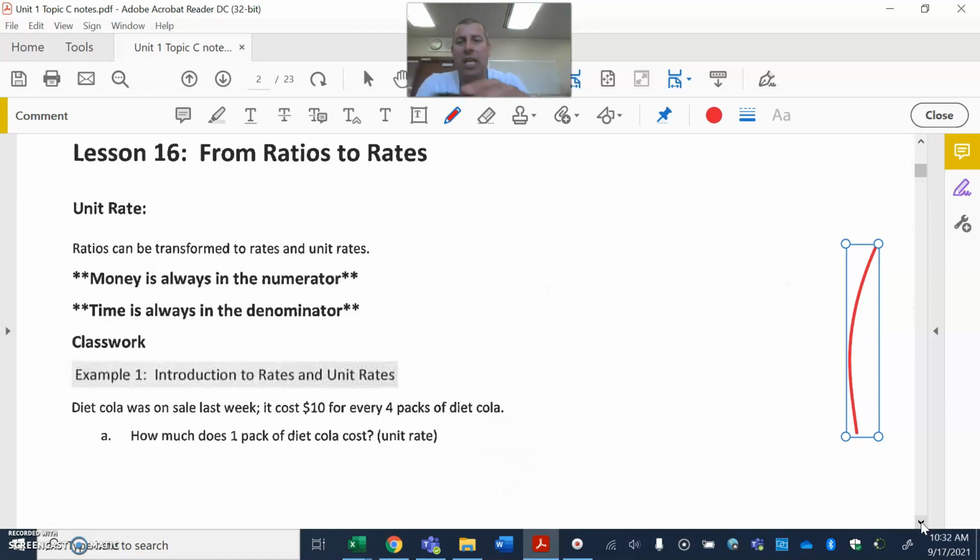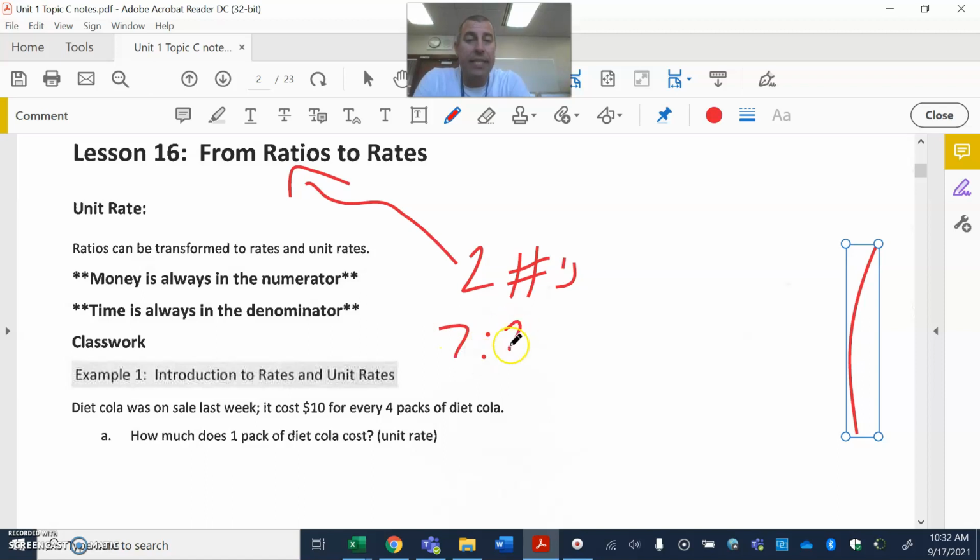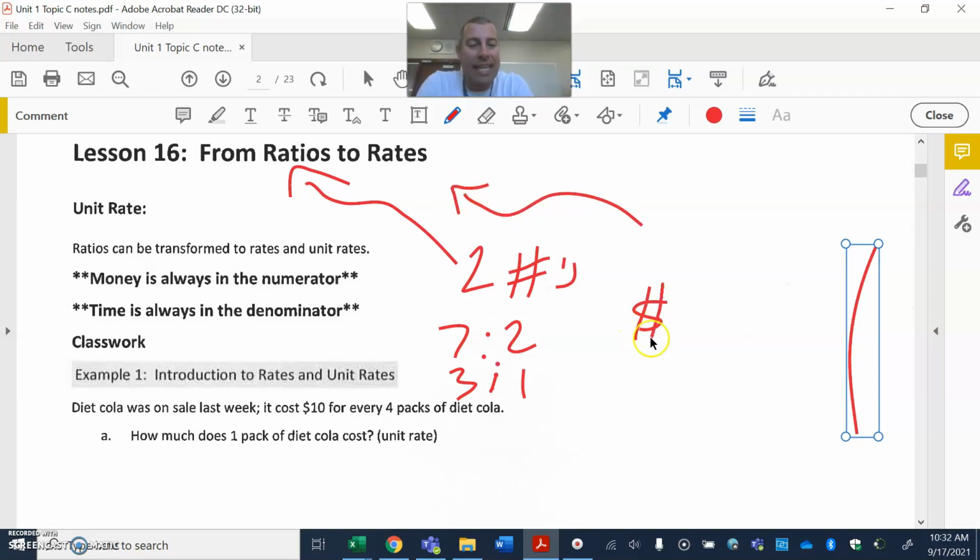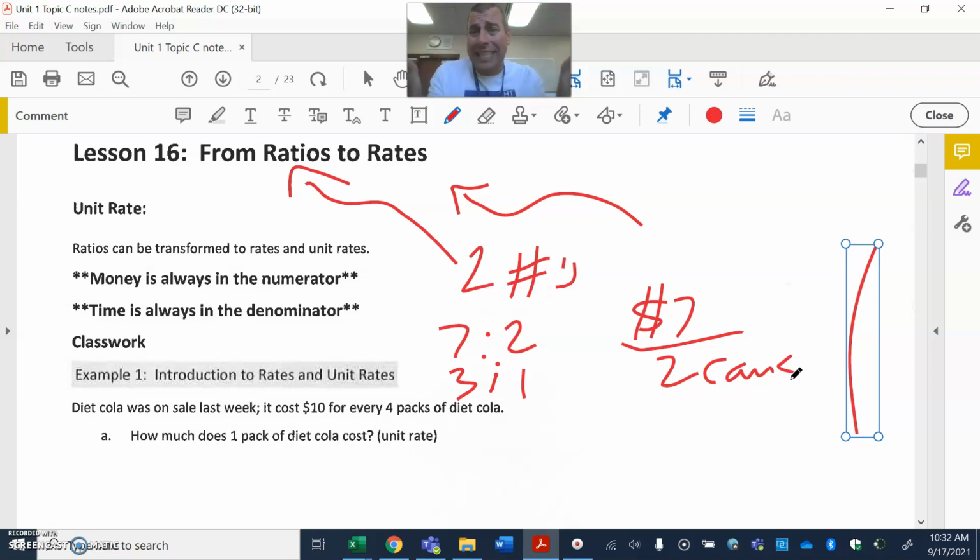What I mean by that is a ratio is just a comparison of two numbers. Okay? 7 to 2. All right? 3 to 1. We've got ratios. Now, a rate simply puts words with it. So if we're saying something like $7 for the 2 cans, we use the fraction bar here. Technically, I guess we could use the colon. We just don't see it though, all right?